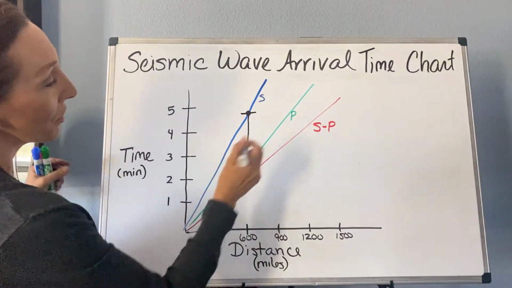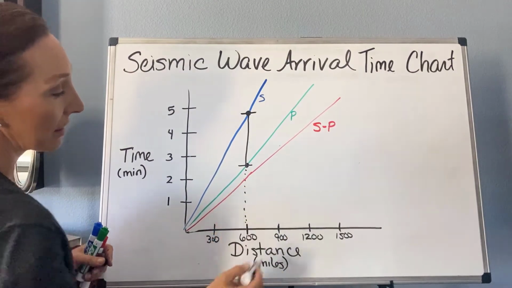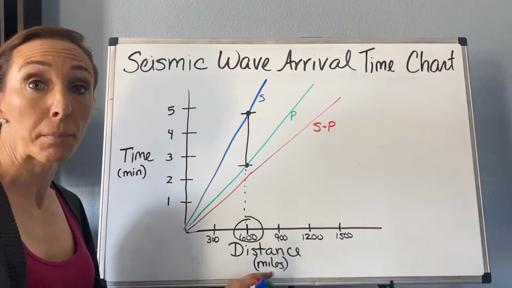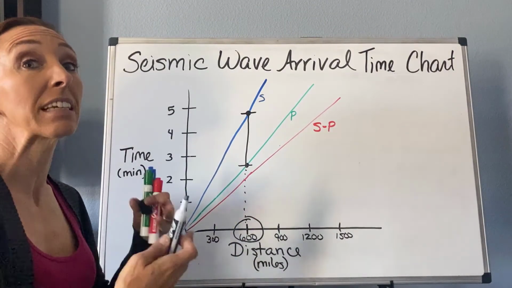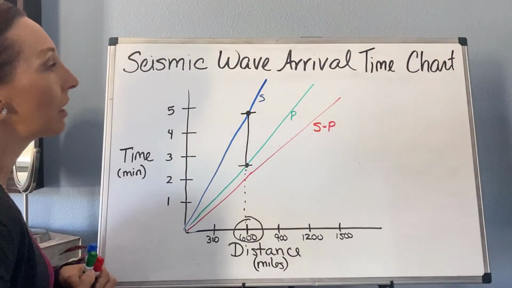Okay. So this is my 2-minute gap, and so what I would do is I would go straight down and say, oh, that 2-minute gap relates to a 600-mile distance that those waves had to travel to get that far apart. Now that's the first way that you can read this.